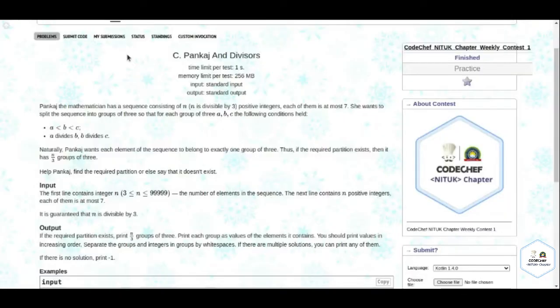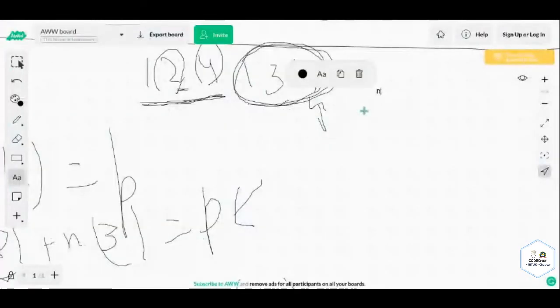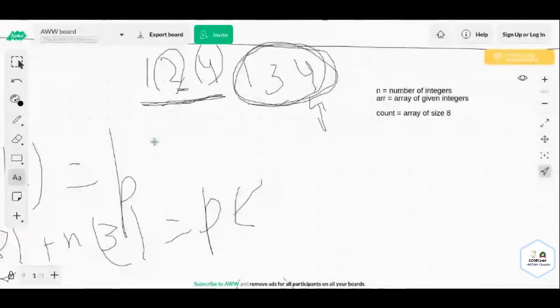Okay, what are we given? We are given n numbers. So n is equal to the number of integers, and let's call this array arr, the array of given integers. Then we have count, another array of size 8. What will this say? Count of 0 is always equal to 0.